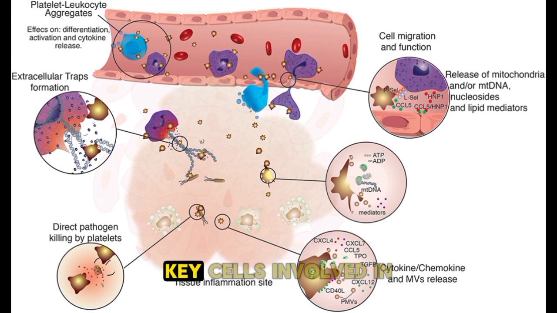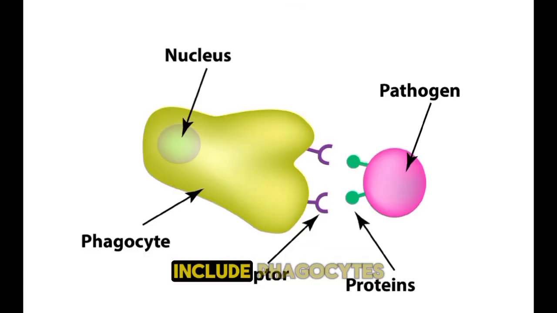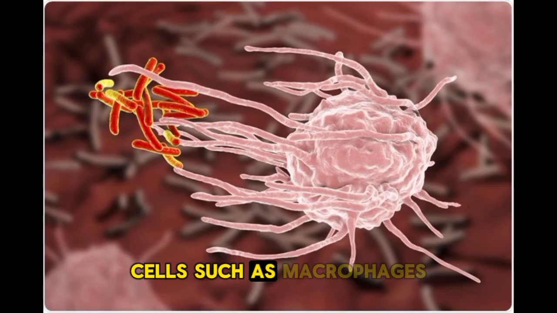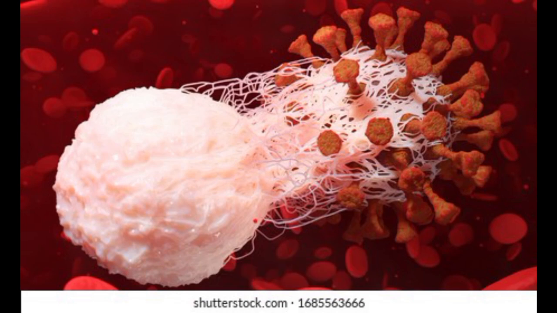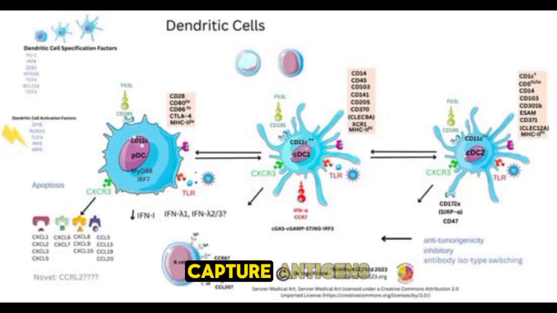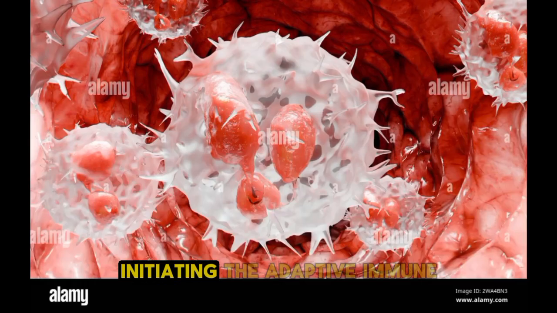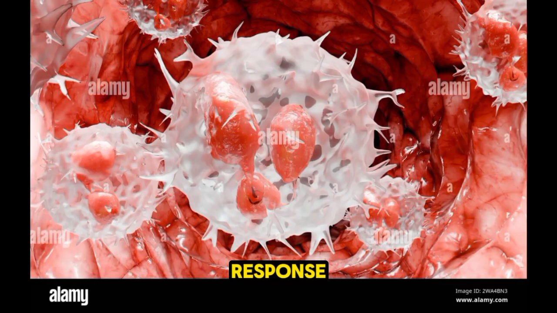Cellular defenses. Key cells involved in the innate immune response include phagocytes. Cells such as macrophages and neutrophils engulf and digest pathogens. Natural killer (NK) cells. These cells target and destroy infected or cancerous cells. Dendritic cells. These cells capture antigens and present them to T cells, initiating the adaptive immune response.